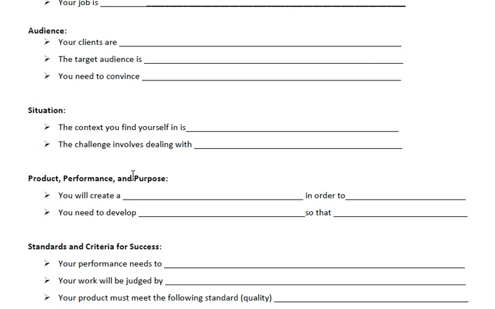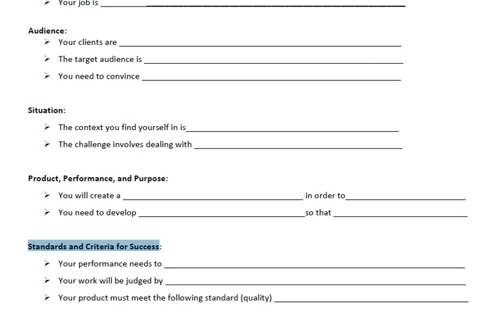Finally, what's the situation? The context you find yourself in is, or the challenge involves dealing with, and then you can finish that out. Finally, the product, performance, and purpose. You will create, you will develop, so you're just thinking about what your end product is going to be with this performance task. Now, where it says standards and criteria for success, you can list the standards that you're using for this performance task, and in the next portion of this week, you're going to create a rubric for your performance task.